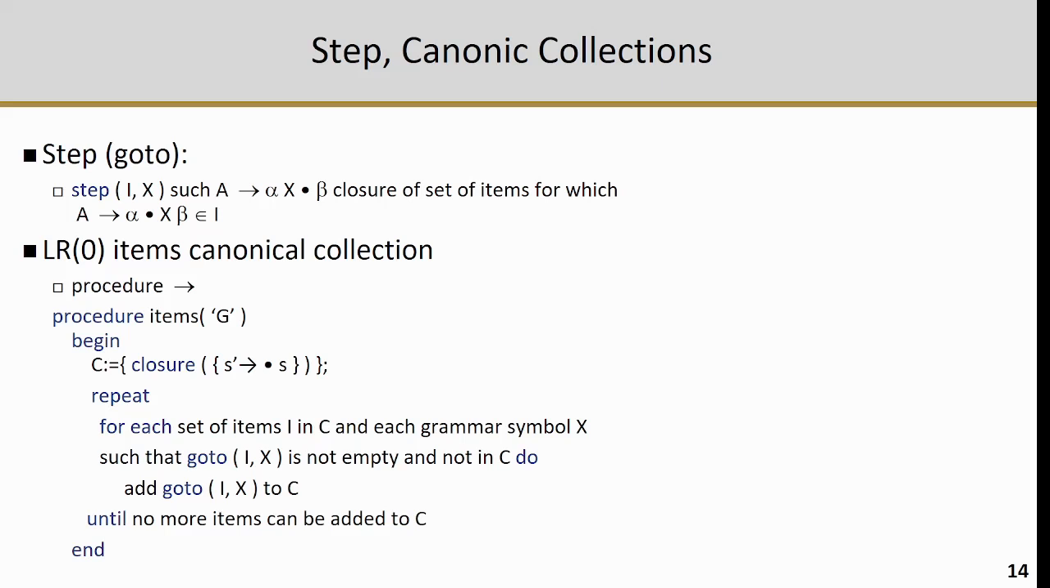Okay, and we can go through all the items and check where we can go by reading certain symbols and generate new sets of items and calculate their closure. And as you will see later on, practically the states of the pushdown automata executing the LR parsing will be assigned to this closure of LR0 items.